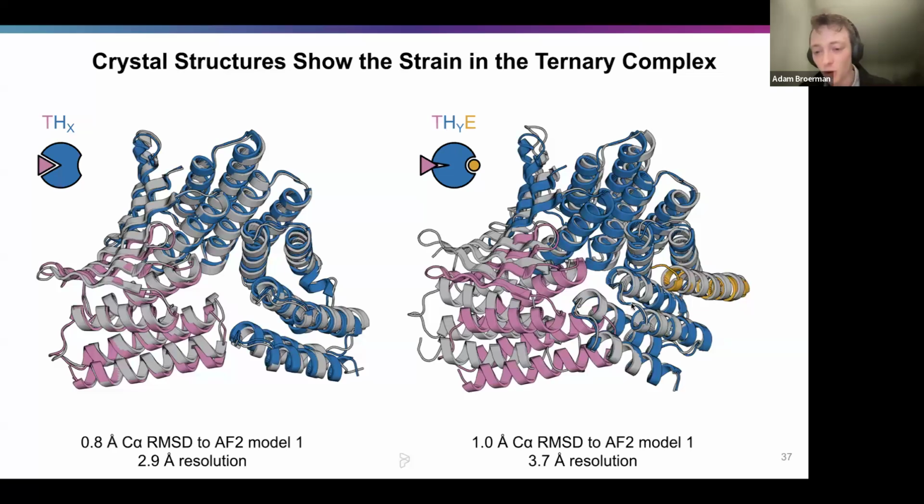And then the really cool thing is in the structure of the ternary complex. Here in colors, I'm showing the design models, where you have this really strong and non-physical clash. The crystal structure shows exactly how the strain in this overall molecule caused by the clash resolves. And so you get this quite significant bending of the target relative to this side of the complex.